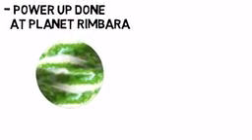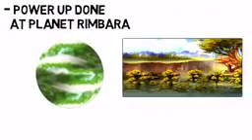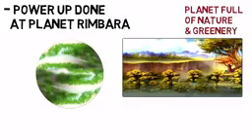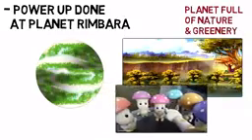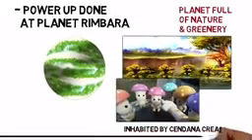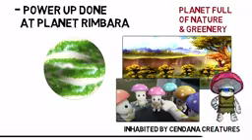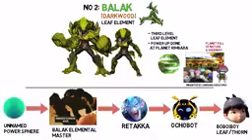And then we talk about planet Rimbara. Planet Rimbara is a planet full of nature and greenery. Its inhabitants are the Chandana people, the Chandana creatures. This is the planet that Retak used to power up his leaf elemental powers. So we are done with leaf, and then we go on to the next element, which is wind.